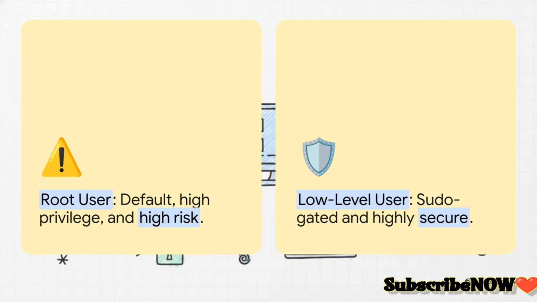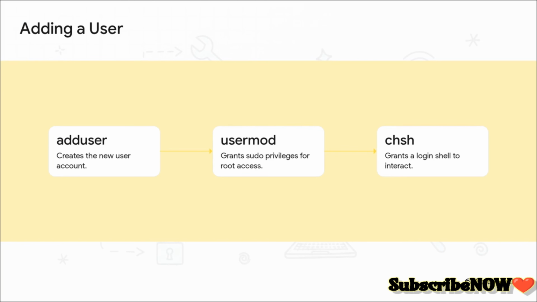These three specific steps will bring our secure low level user into existence. First, adduser prohacker creates the account and is going to prompt you for a strong password. Next, usermod -aG sudo prohacker grants this user access to royalty, meaning sudo privileges. It adds that vital layer of security before they can execute top level root actions. Finally, chsh -s /bin/bash prohacker grants them a login shell so they can actually interact with the system.